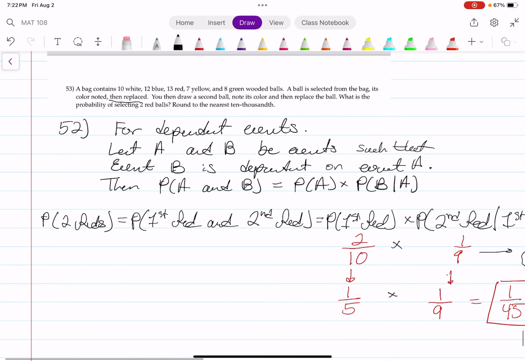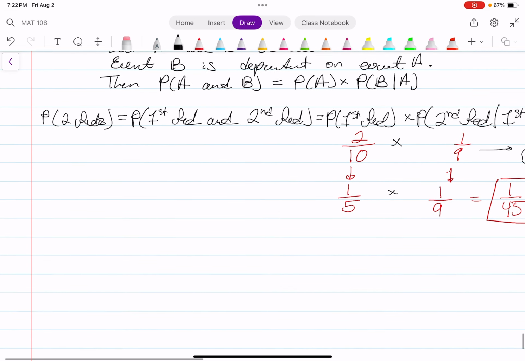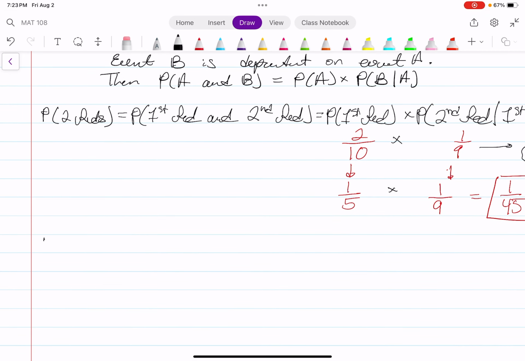All right, so 53. We have 50 balls in total by my math. 10 plus 12 is 22, plus 13 is 35, plus 7 is 42, plus 8 is 50. And you want to find the probability of 2 reds. So the probability of having 2 reds equals the probability that the first one is red, and the probability the second one is red.